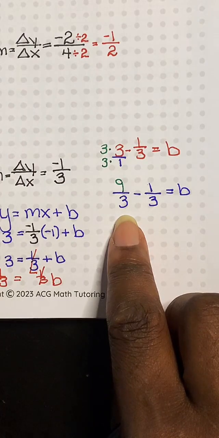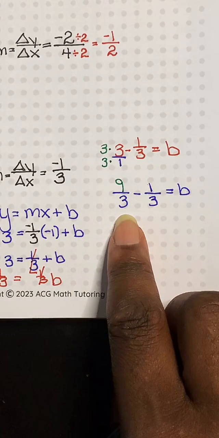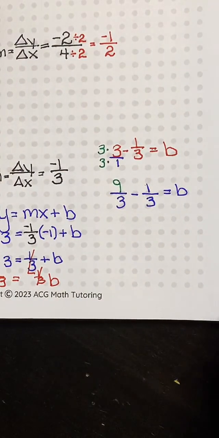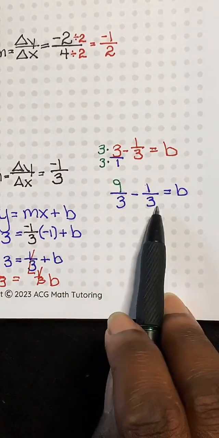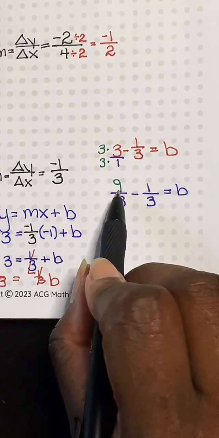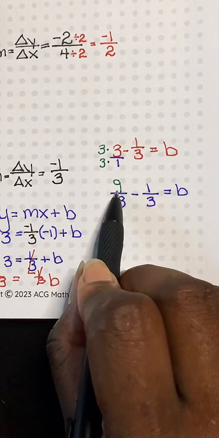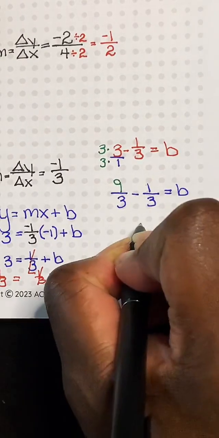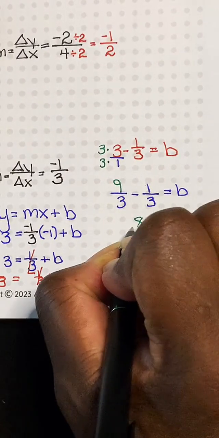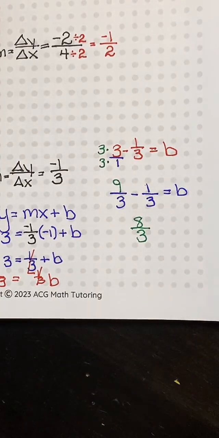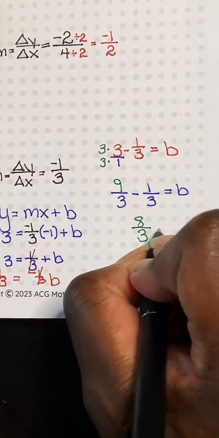All right. So, somebody had it earlier. I think it's Muna. Yes. So now we have a common denominator. We can go ahead and subtract the numerators. So 9 minus 1, that gives me 8. But it's really going to be 8 over 3, or 8/3. That's going to be what your b is.